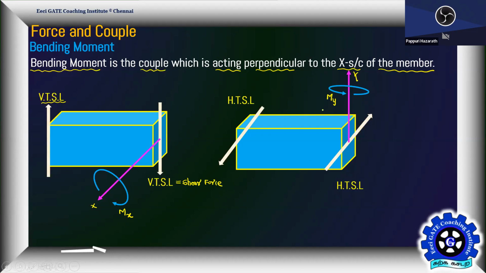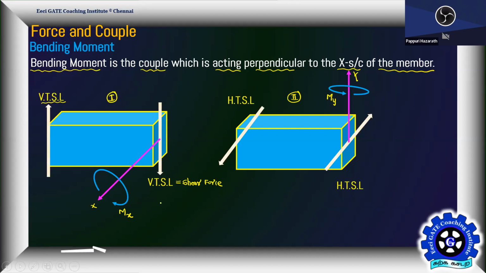In the strength of materials course, and in entire civil engineering, which couple is acting in structures? Which bending moment diagrams have you drawn? Tell me, case 1 or case 2? Case 1. Yes. So all vertical transverse shear loads, so-called shear force, will create a bending moment.